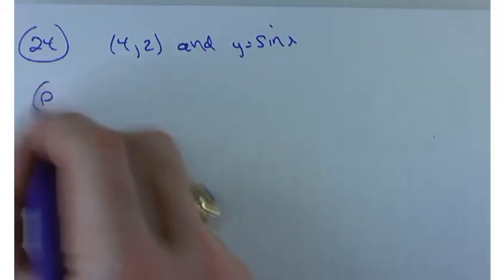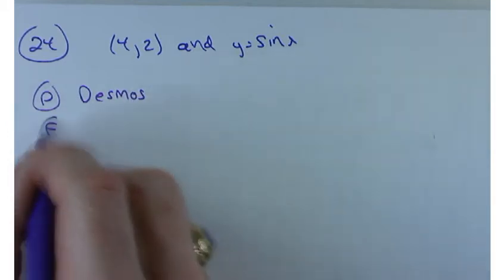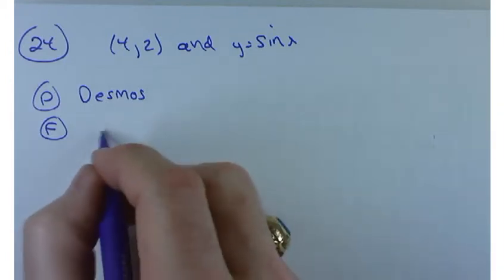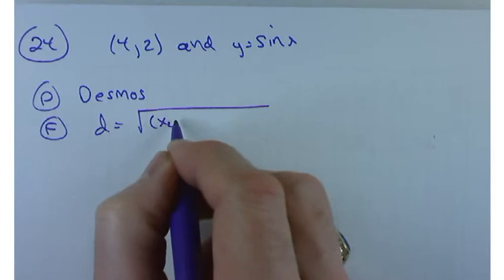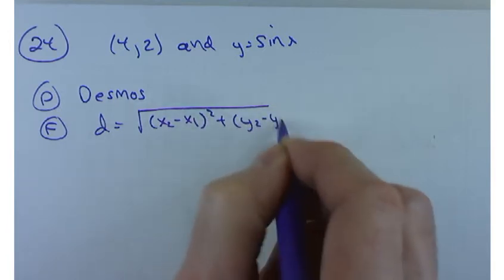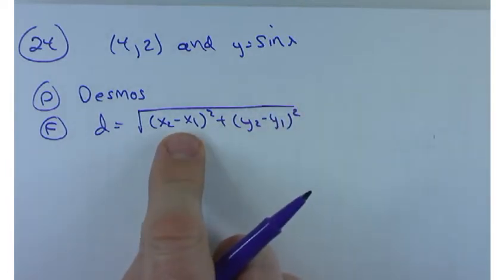So our picture was on Desmos. We're going to work on the function next. Does anyone remember the distance formula? All right, good, thank you. So x2 minus x1 squared plus y2 minus y1 squared. Yeah, the square root of that.